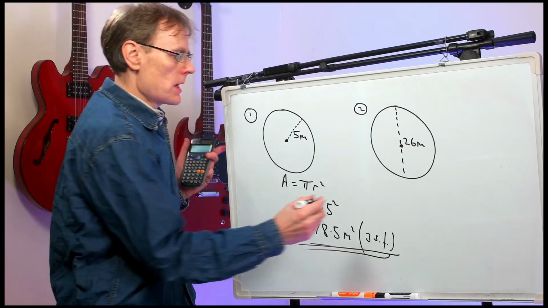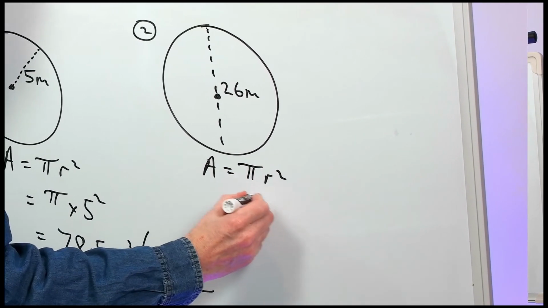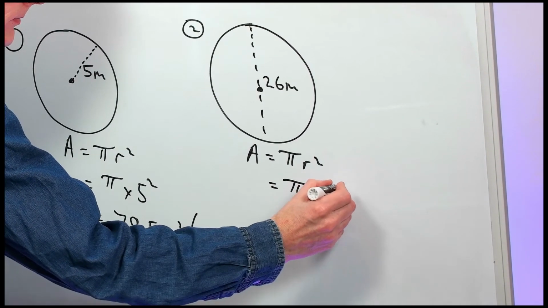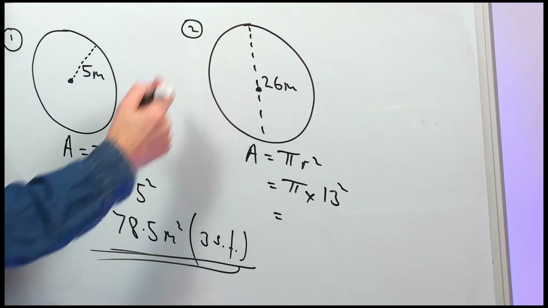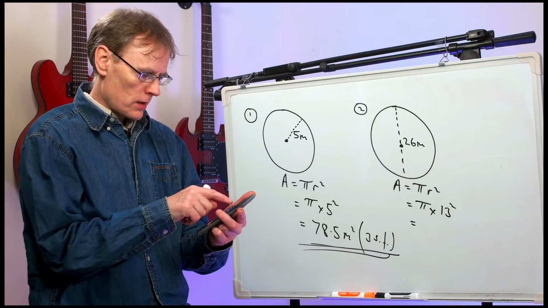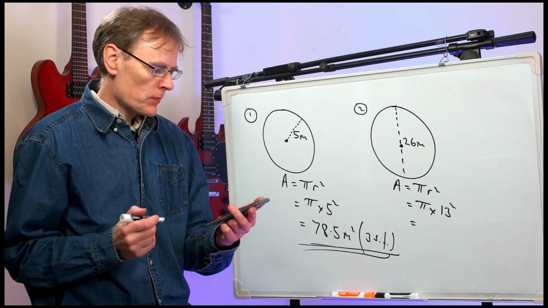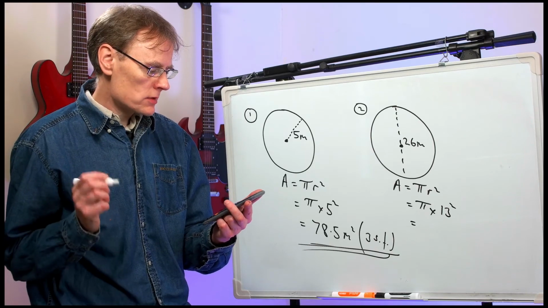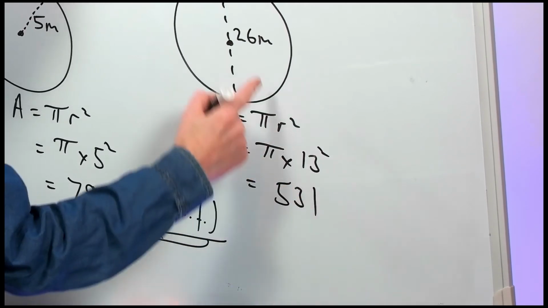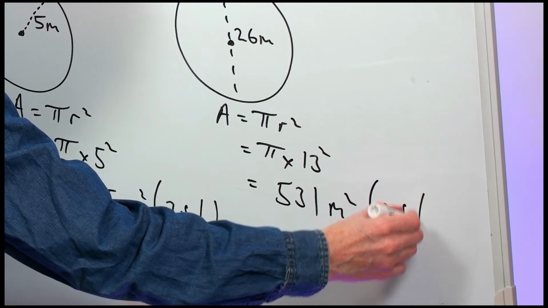Right, number 2, again, the same formula. The area equals pi r squared. So that's pi times 13 squared. The radius is half the diameter at 13 meters. So that's going to be 169 pi. 169 times pi equals, calculator says 530.929. So that rounds to 531 meters squared to 3 significant figures.